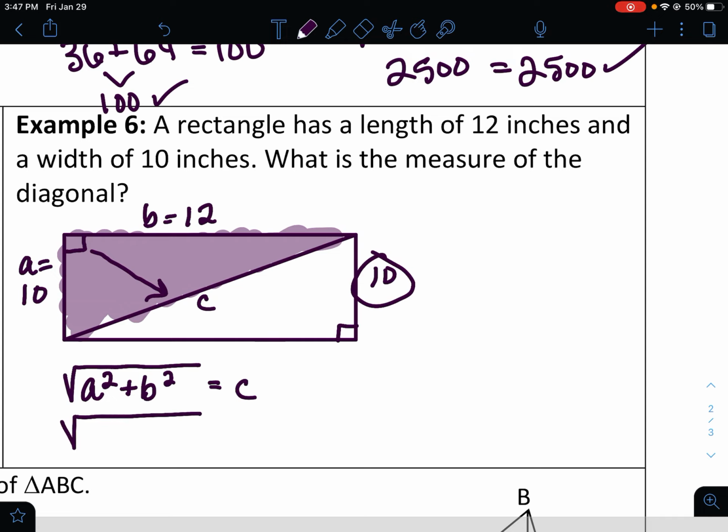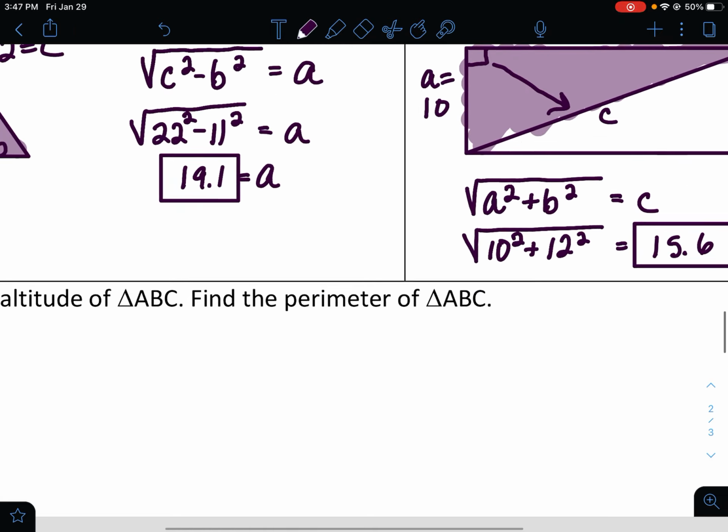So that's going to be the square root of 10 squared plus 12 squared. All right, I'm going to use my handheld calculator to go a little bit faster. And I get 15.6. All right, next example.